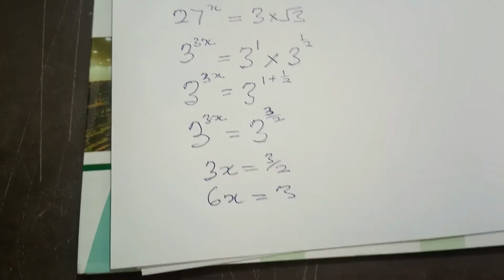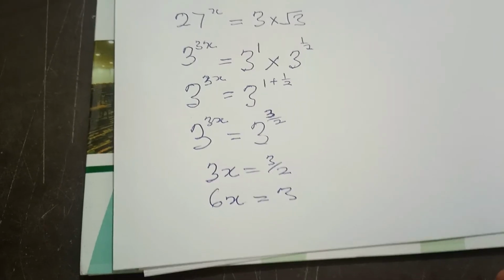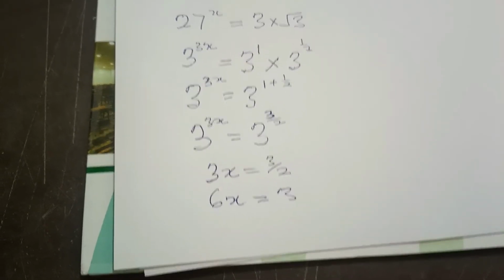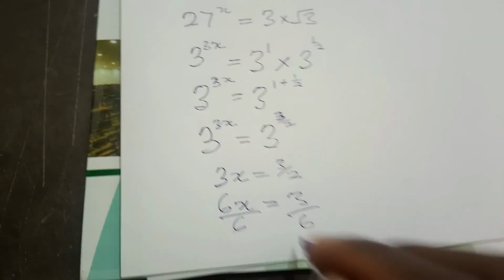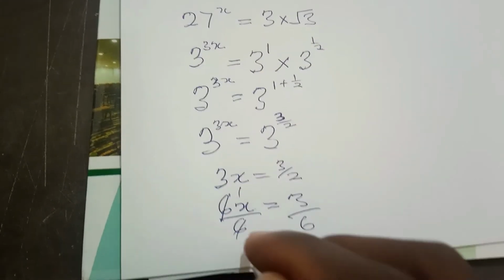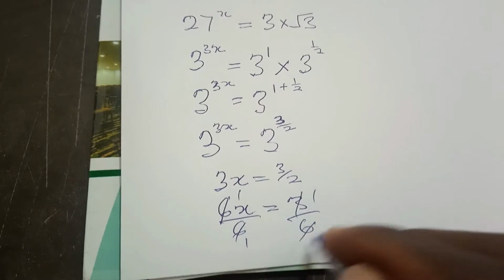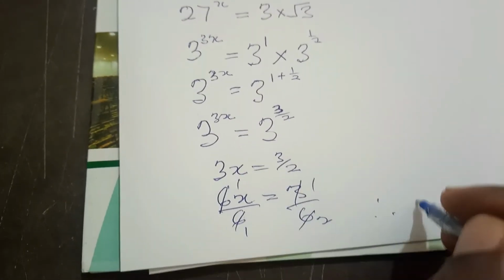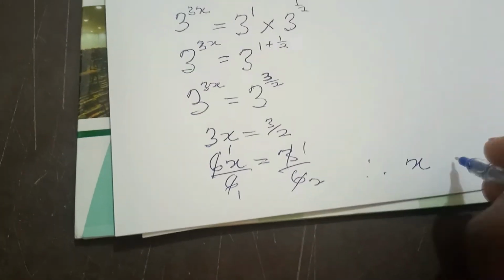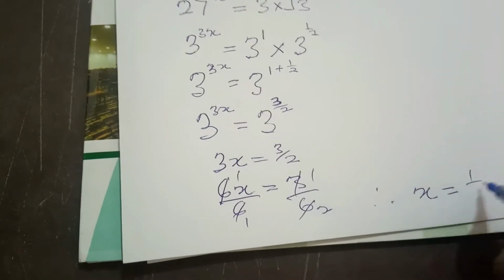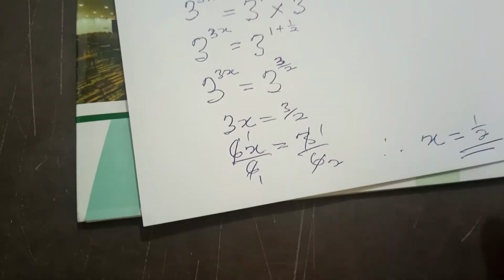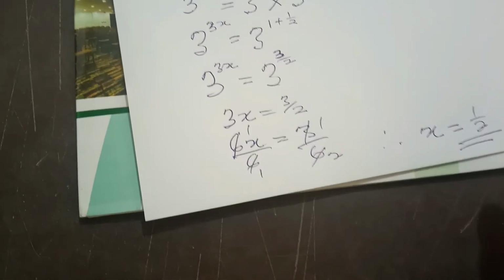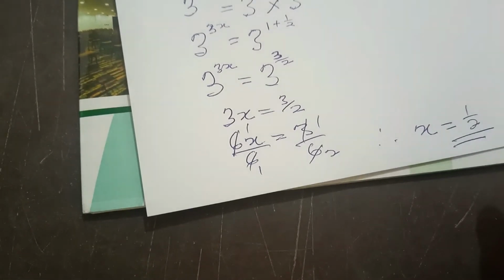Alright, now we are looking for x, so we divide through by 6, divided by 6, divided by 6. This one goes here, 1 goes here, 1. This one goes here, 1 goes here, 2. Therefore, the value of our x is going to be 1 half for the thing to be true. So that is how we are supposed to go about this.